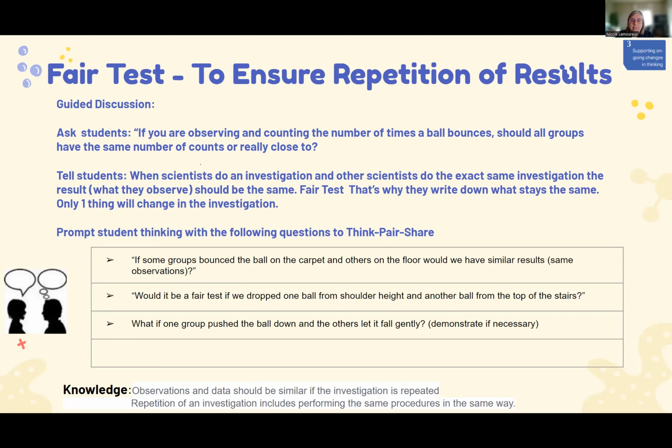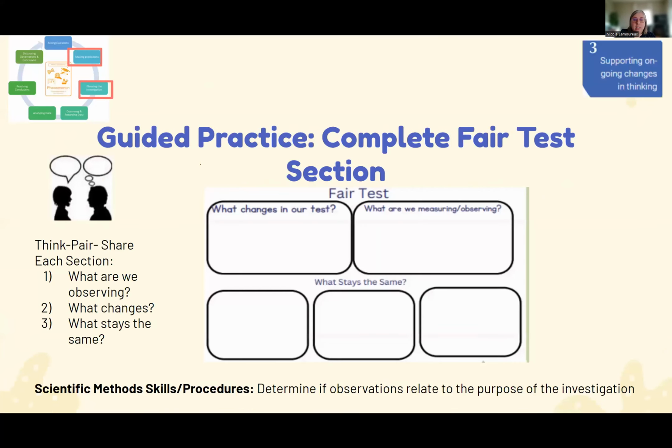No. Would it be fair if we dropped one ball from shoulder height and then one on the ground or on the stairs? No, that wouldn't be fair. It has to be the same. They have a sense of fairness, right? What if one group pushed the ball really hard and the others let it fall gently? So you're starting to get parameters for the planning of the investigation. So then they could consider a fair test.